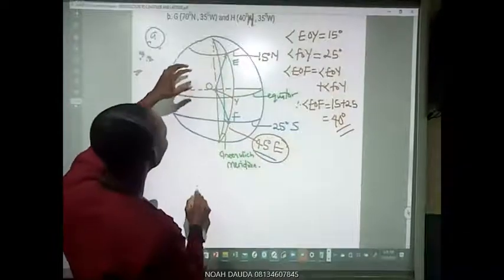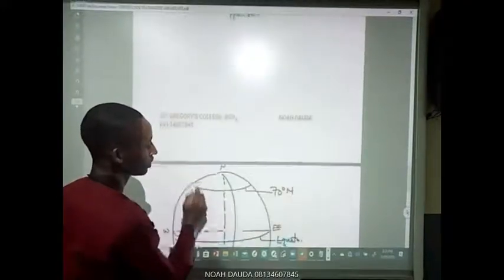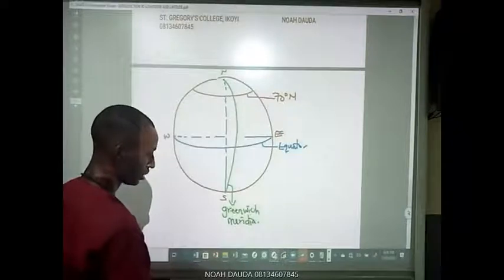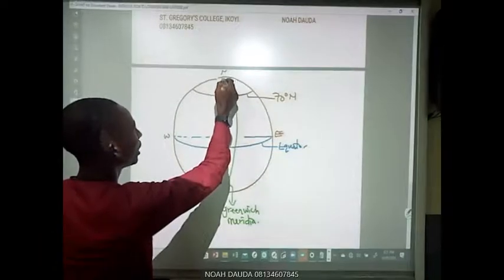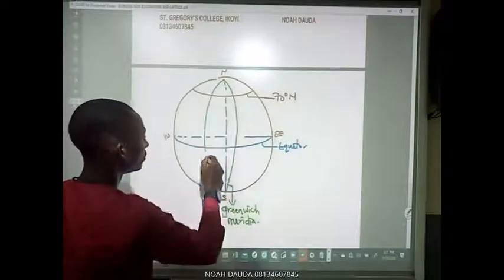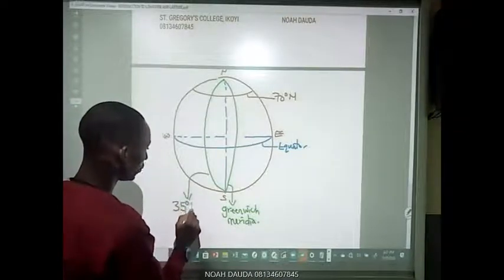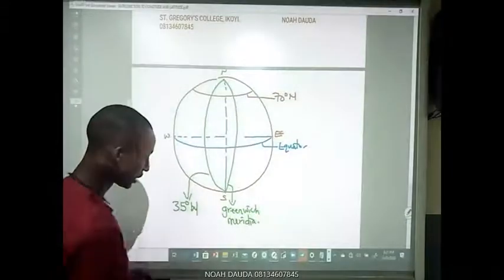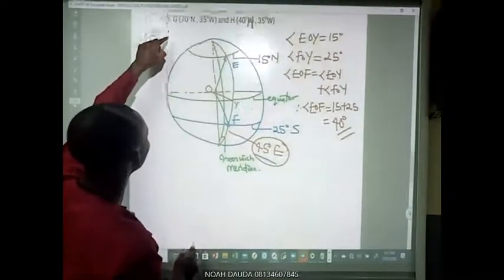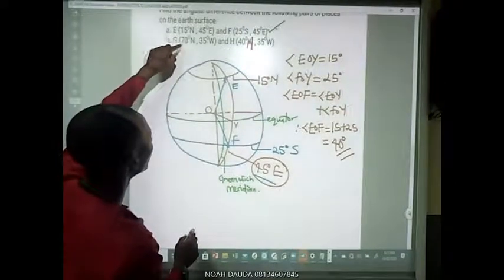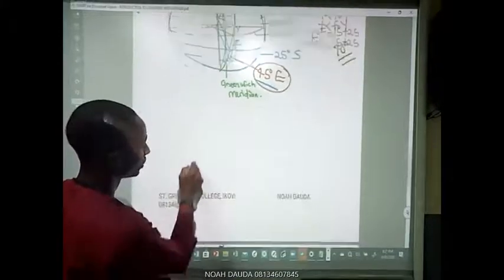Also, when you look at the second one, it says 35 degrees west. So you do the same thing by locating your 35 degrees west. It will fall somewhere around here, so I can easily have something of this nature. Then it's important that you indicate this as 35 degrees west, and you are done. The point of intersection is called G. For the second one, we have 40 degrees north and 35 degrees west as H.